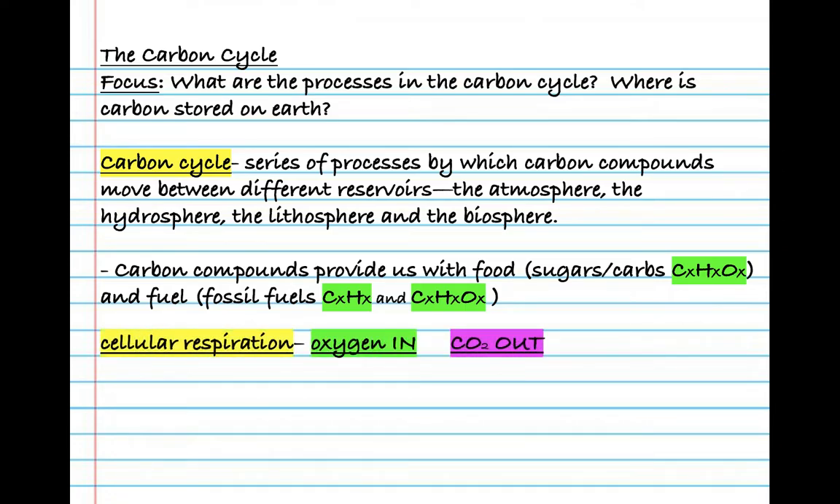We're going to really simplify cellular respiration to what I need you to know. So we're going to say oxygen in, CO2 out. That's what the animals do. And photosynthesis, what the plants do: CO2 in, oxygen out.